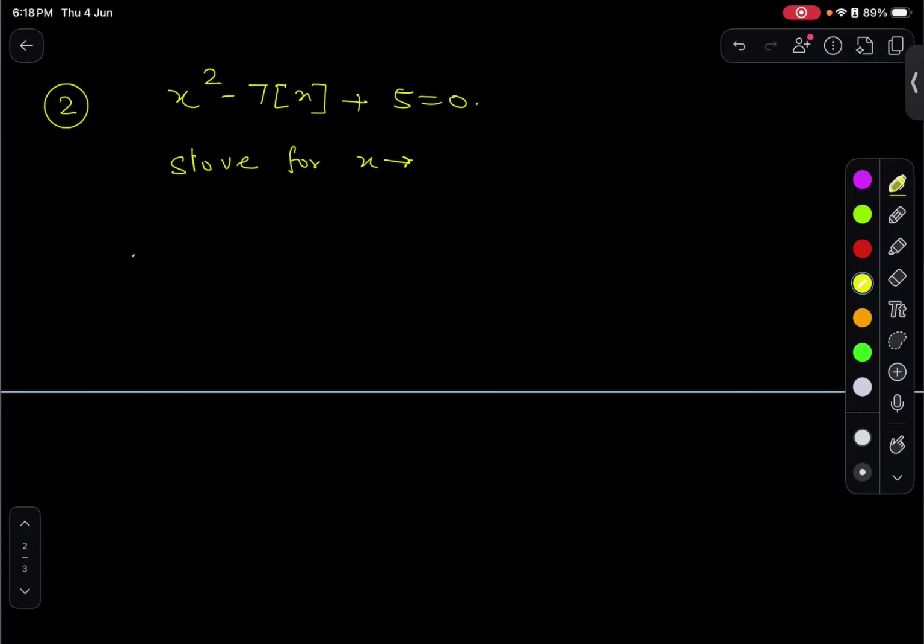Just we have to bound this x. So we can say exactly where the value will go.